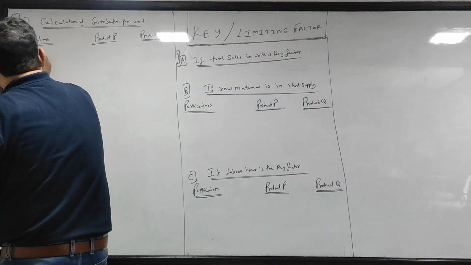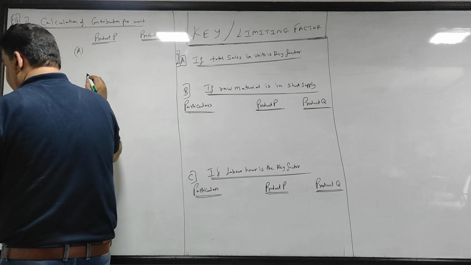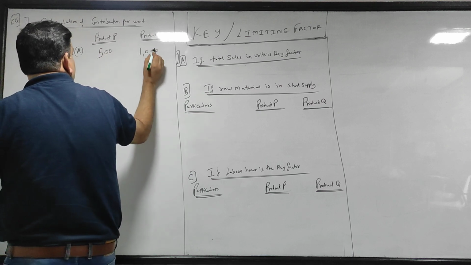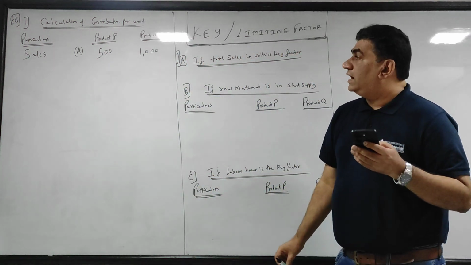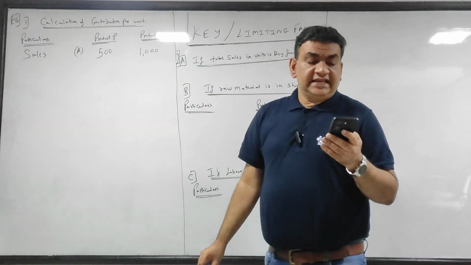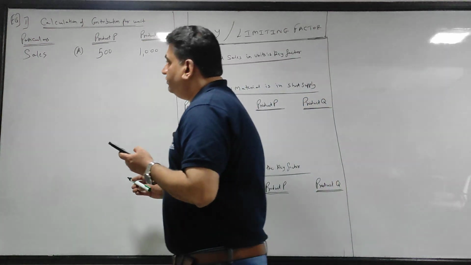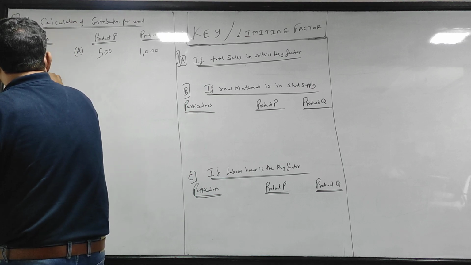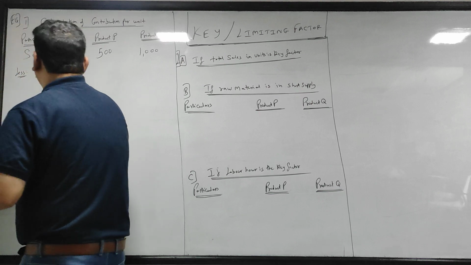Sales or selling price, I'll make it as A. For P it is 500, for Q it is 1000. Okay, P is 500 and Q is 1000. Next, we know very well material and wages are always variable. Okay, so from this we will deduct less variable cost.